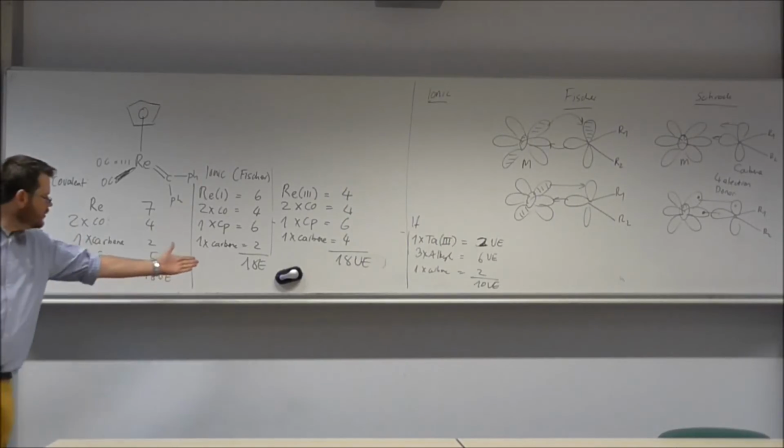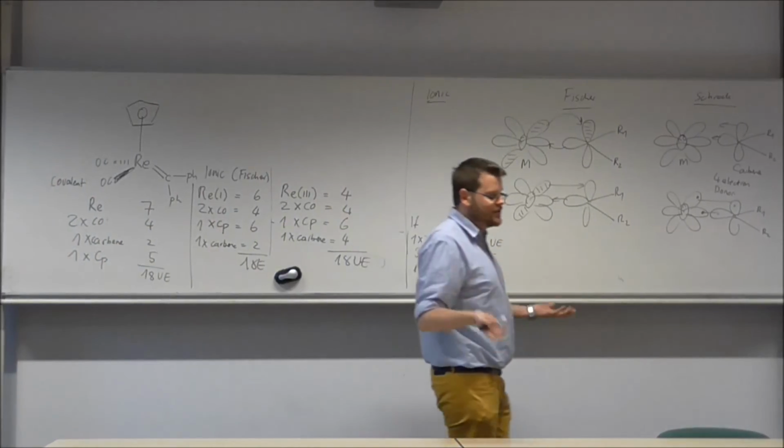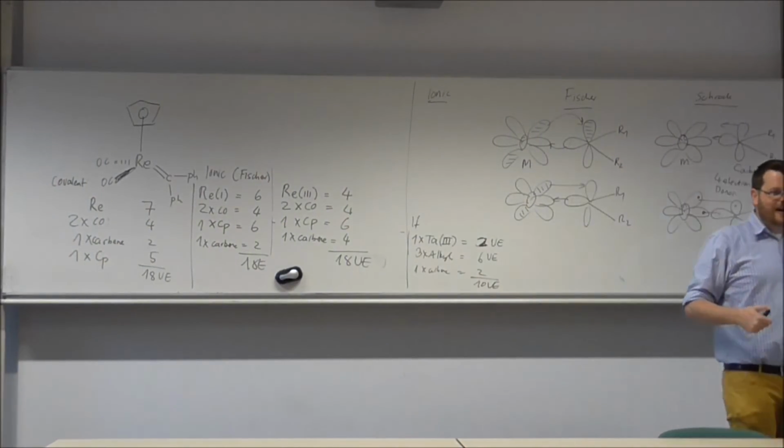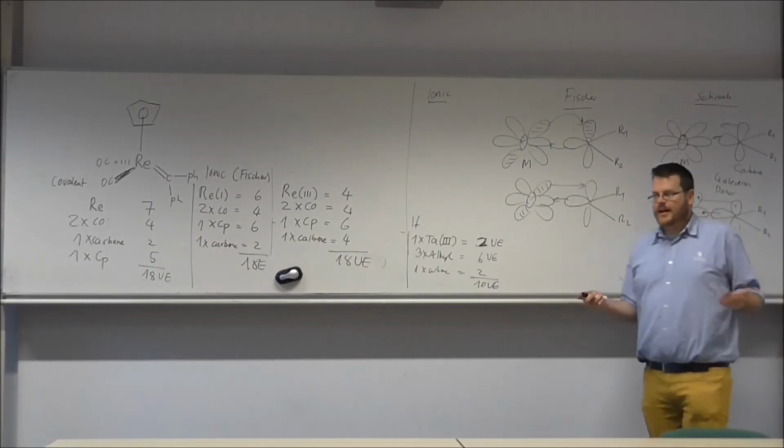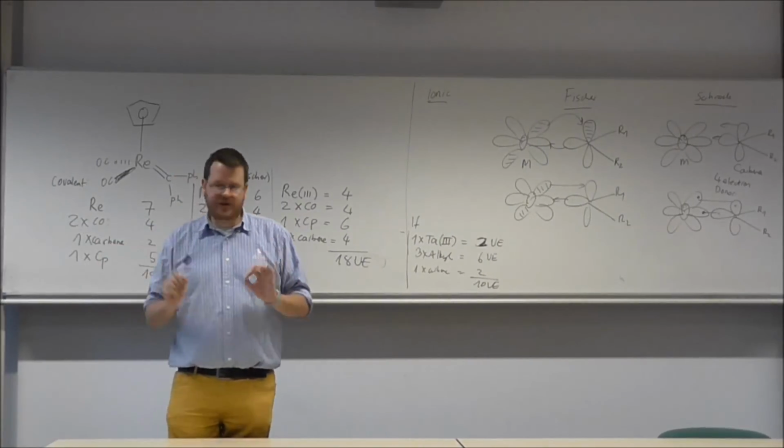You see, the point is, irrespective of how you decide to count it, you should get the same value. You can count it Schrock type, you can count it Fischer type ionically. But you can also just treat it as a normal ligand, and you can use the covalent counting methodology. Let's do one further example.